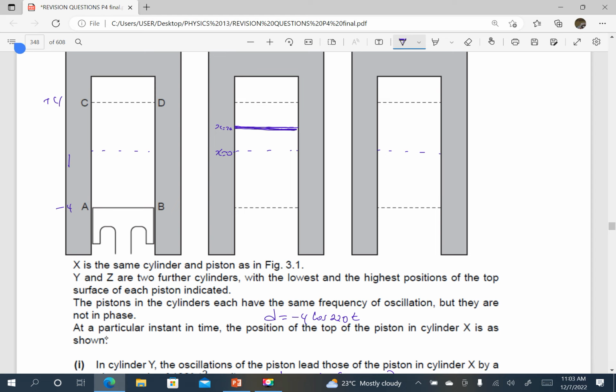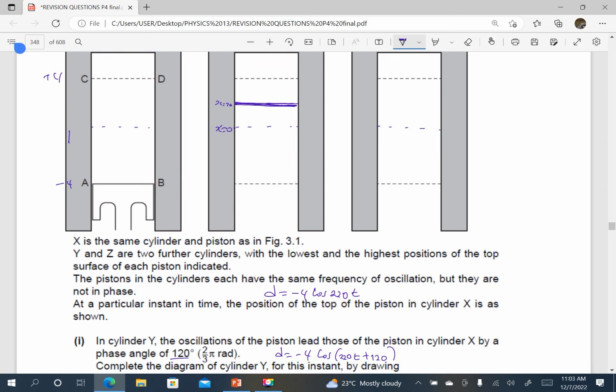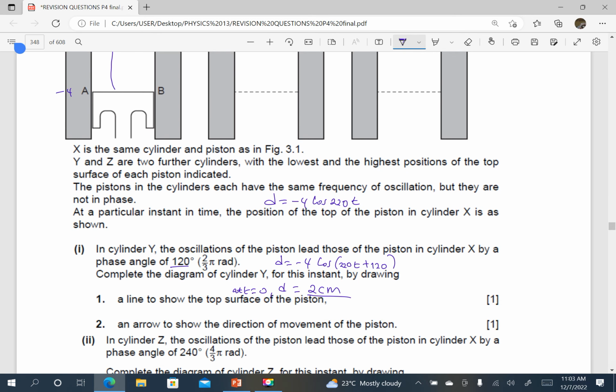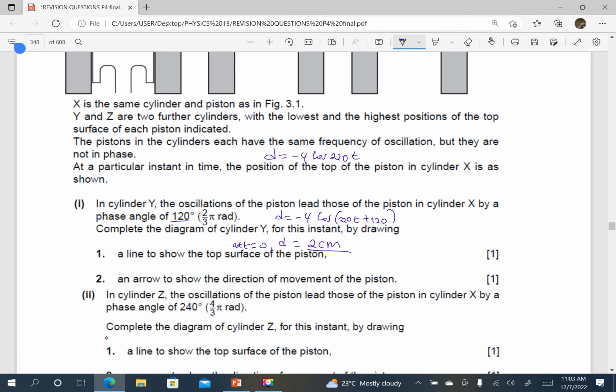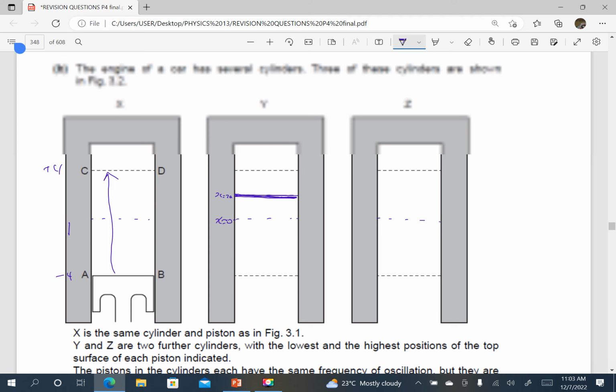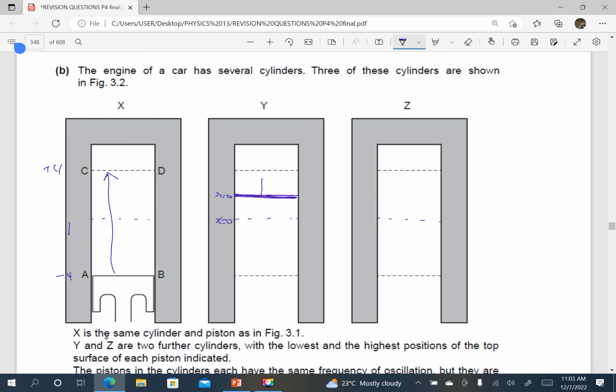And 120 degrees, moving from A to C, that will be 180 degrees out of phase. So if it is leading by 120 degrees, then it must be moving upwards. It has not reached CD. So the second part is asking for an arrow, after we have finished the line. An arrow to show the direction of movement of the piston. So this should be upwards. So the arrow is going to be here, upwards.